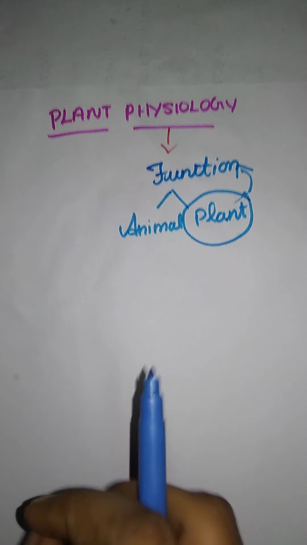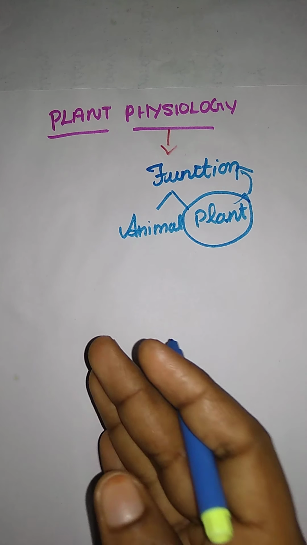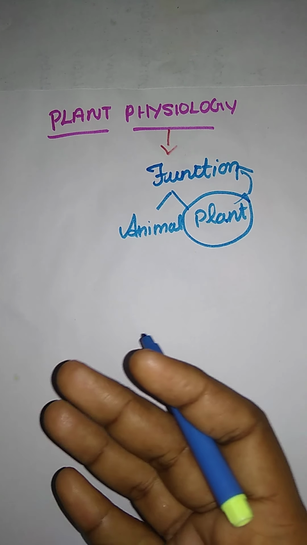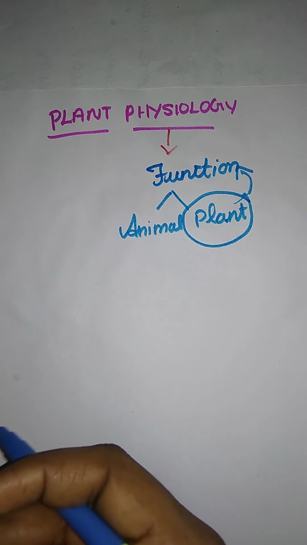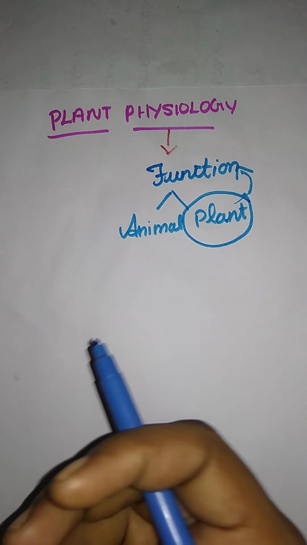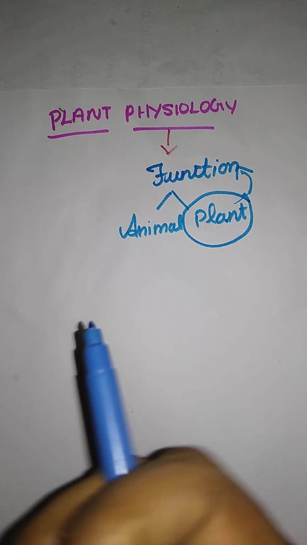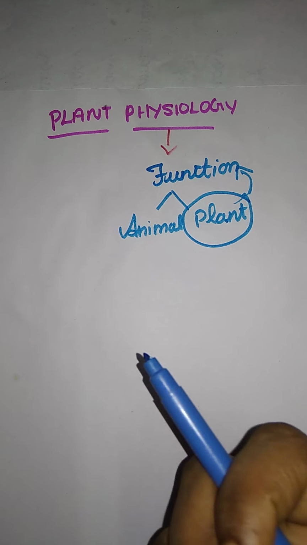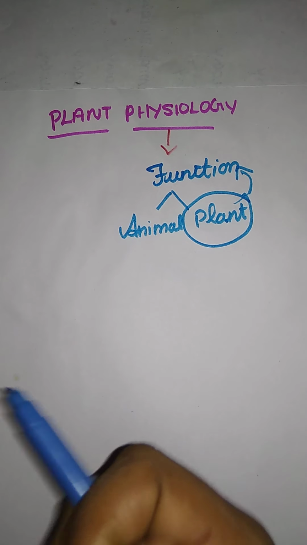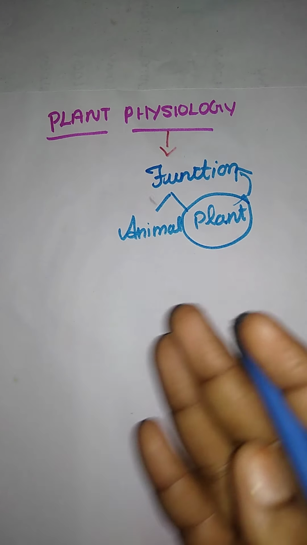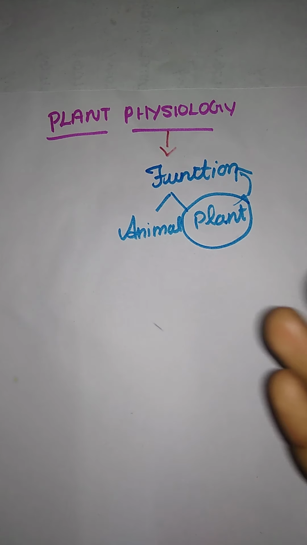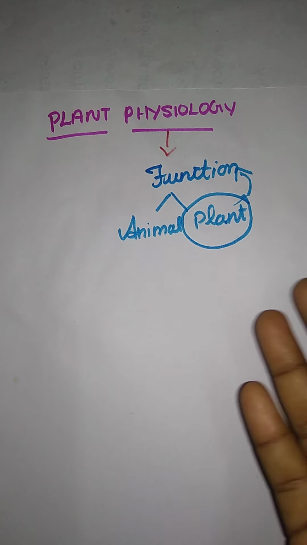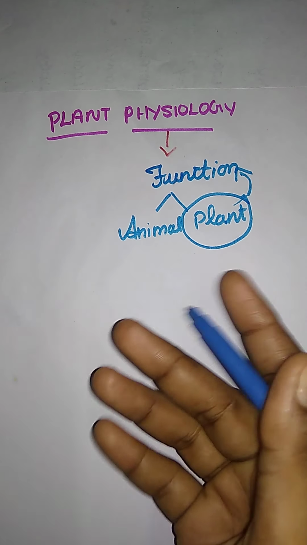Here they have some functions. For example, food preparation is a major function, that is photosynthesis. And the next one, they store glucose in the form of fruits, that is also a major function of a plant. Here, animals and plants. All animals and plants move from one place to another place, right?